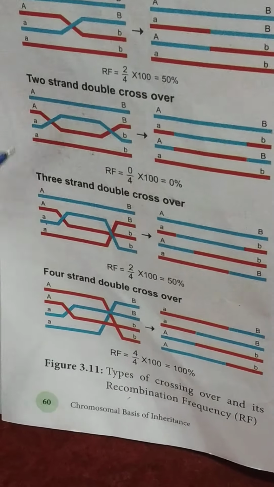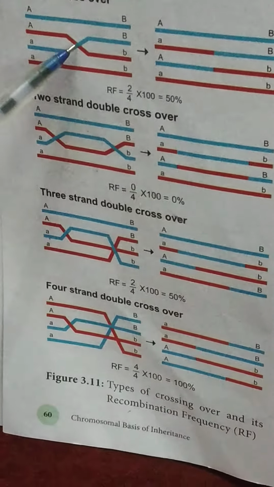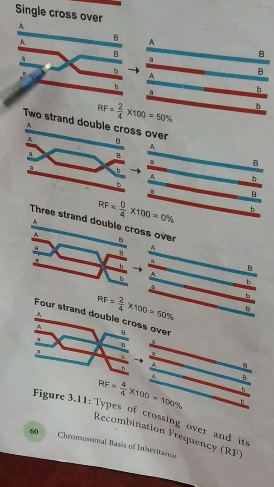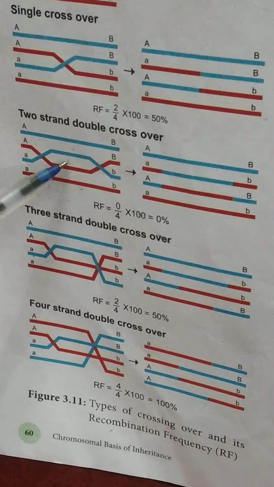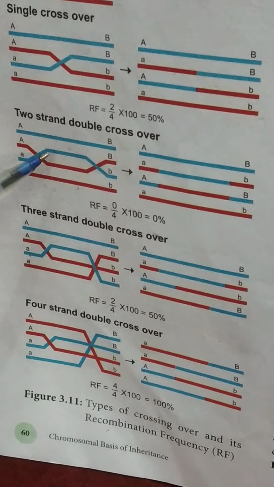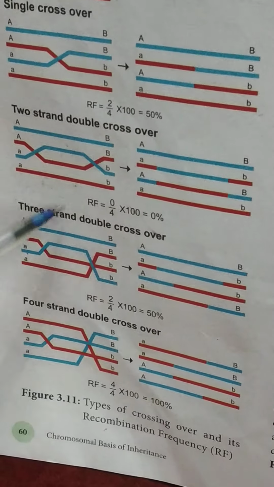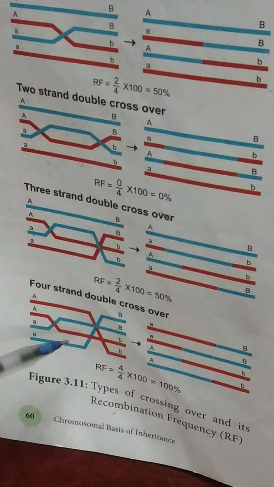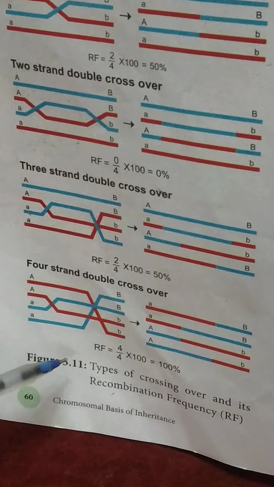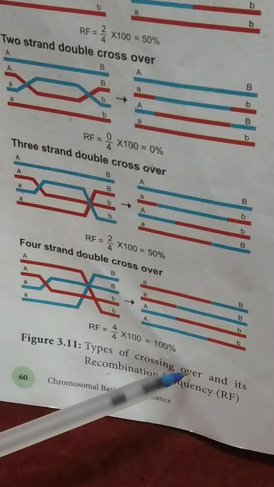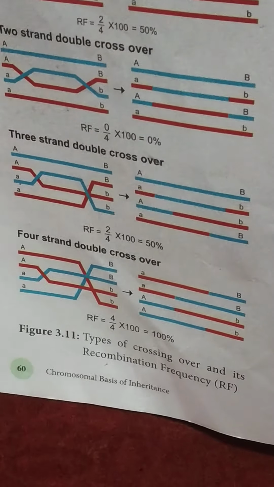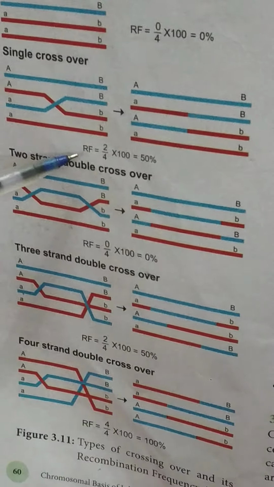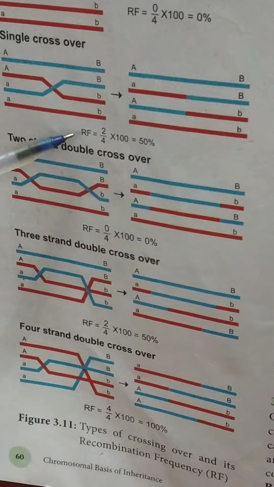So you can classify crossover into 3 types: single crossover, double crossover and multiple crossover. If only 2 chromatids out of 4 strands are involved, it is called a single crossover. If more than 2 strands are involved, it is called a double crossover. And in multiple crossover, the frequency of recombination is very low. This is the picture explaining the types of crossing over. And you can also see the calculation done with the help of the formula to calculate the recombination frequency.